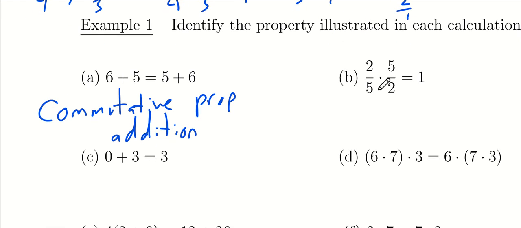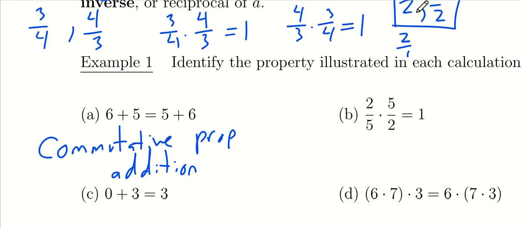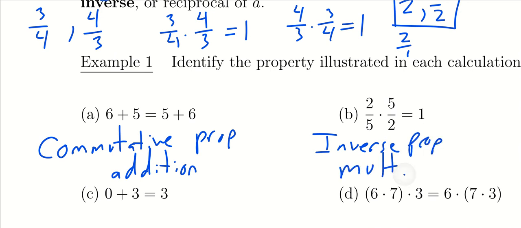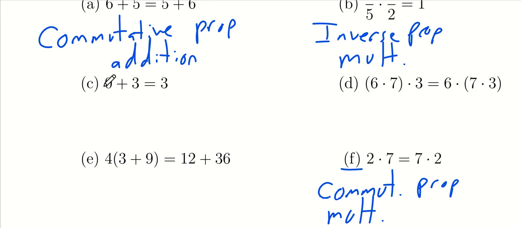In part B, I'm multiplying 2/5 and 5/2, and I'm getting 1. That would be the inverse property of multiplication. Multiplying a number by its inverse produces 1. In part C, this would be the additive identity property for 0. Remember, additive identity says that if you add 0 to anything, it leaves the number unchanged. So this is the additive identity property.